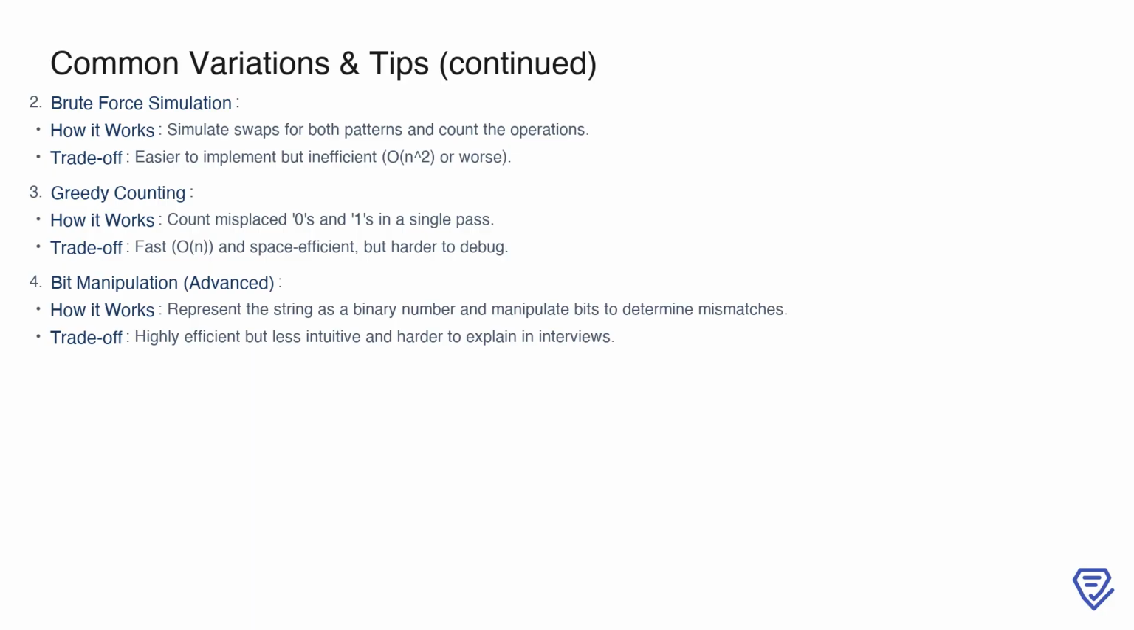A more optimized method is the greedy counting approach, where you count misplaced zeros and ones in a single pass. This technique is both fast and space efficient, with a time complexity of O(n). However, it can be trickier to debug due to its compact nature. For those comfortable with advanced methods, bit manipulation offers a unique solution. Here, you represent the string as a binary number and manipulate bits to determine mismatches. While this approach is highly efficient, it's less intuitive and can be harder to articulate during an interview. Choosing the right approach often depends on the balance between efficiency and clarity in your explanation.